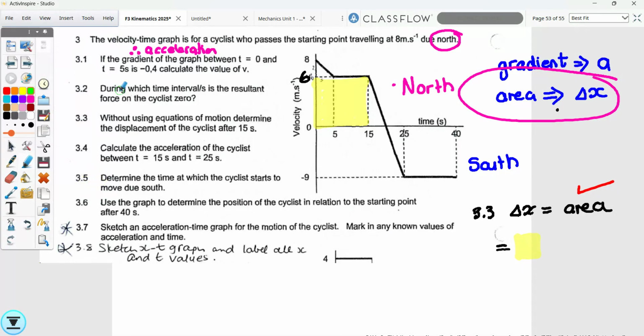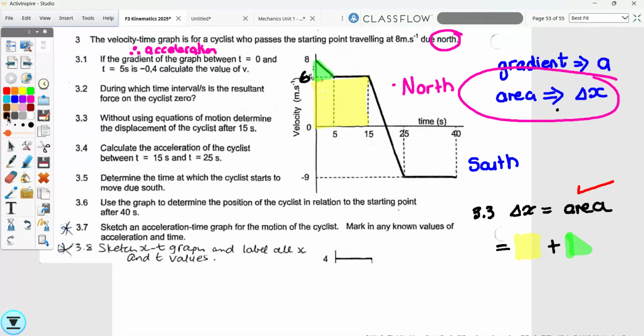And then the other area is that little triangle. So we're going to say it's a block plus a triangle. We give marks for that. So if you didn't say delta x is area, but you said delta x is block plus triangle, that's the same thing. You are telling me that you know it's the area, and I'll give you a mark for that. It's fine.